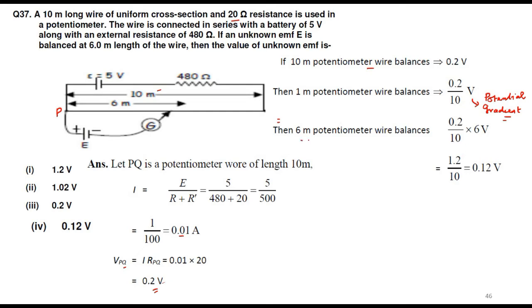So for 6 meter potentiometer wire, because this cell is balanced against 6 meter, whatever is the PD between P and, say, you consider this point as J. PD between P and J is equal to EMF. So in fact this is VPJ, that is EMF again by definition. So 1.2 by 10, 0.12 volt. So correct option is 0.12 volt, option 4. Understood this? We'll have to be very careful.